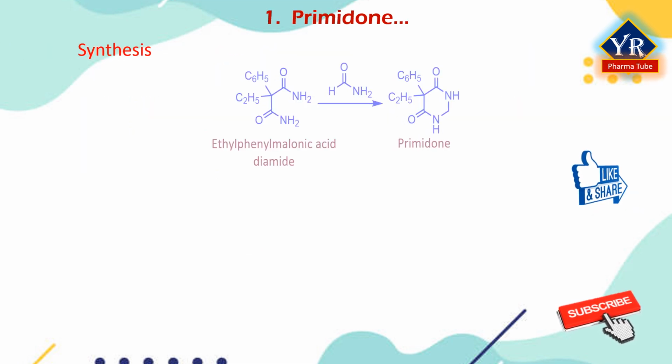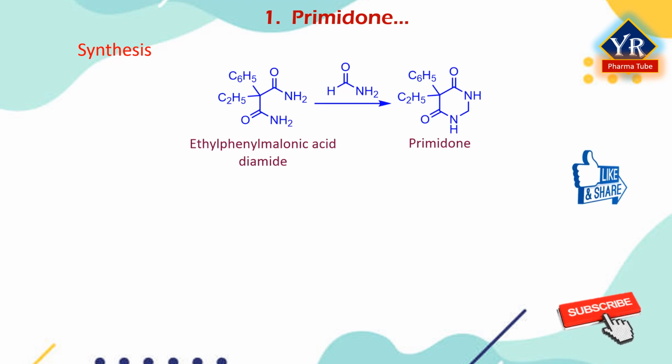Primidone is synthesized by reacting or refluxing ethyl phenyl malonic acid diamide with formamide for 2 hours, during which the reactants undergo heterocyclization to the formation of primidone. The probable mechanism of this cyclization involved 3 stages, namely Cannizzaro type of disproportionation of formamide, deammoniation, and dehydration between ethyl phenyl malonamide and the resulting highly active methanolamine.